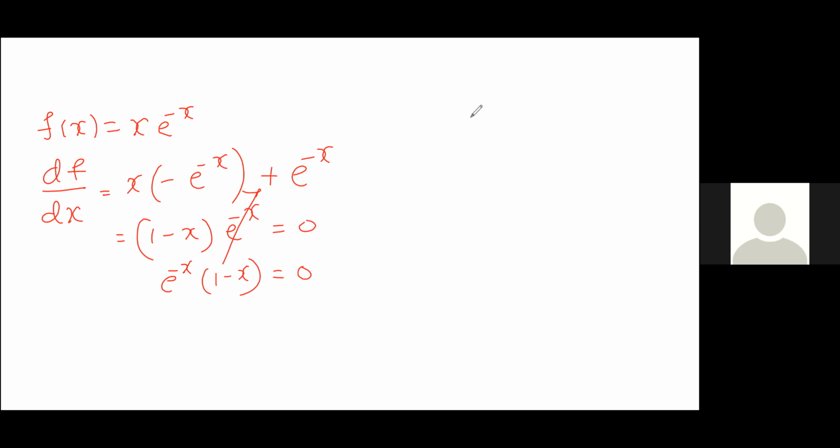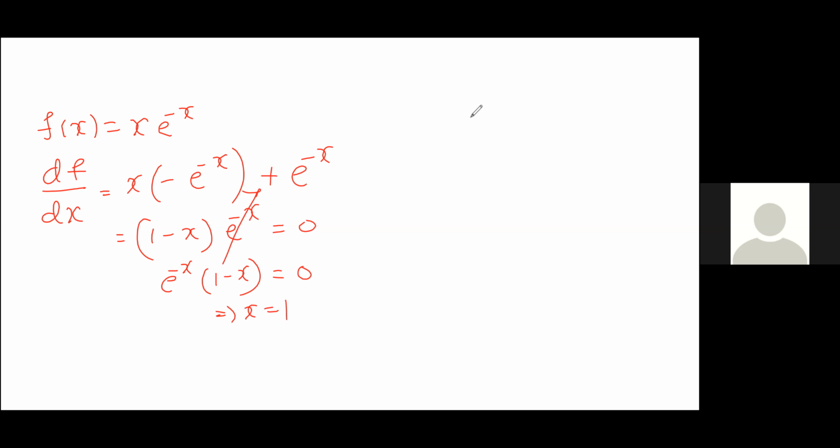The exponential function will be 0 at the point infinity, right? e power minus infinity will be 0. So no need to consider the infinite point. Just consider 1 minus x equals 0, which implies x equals 1. So this is the required critical point.